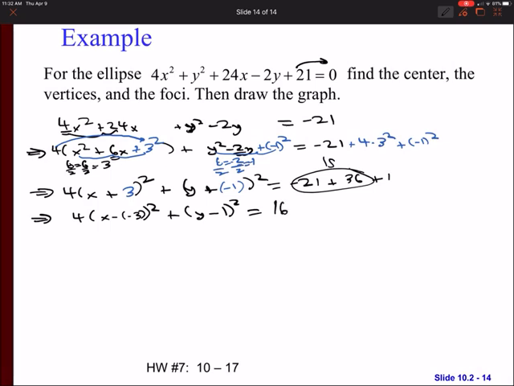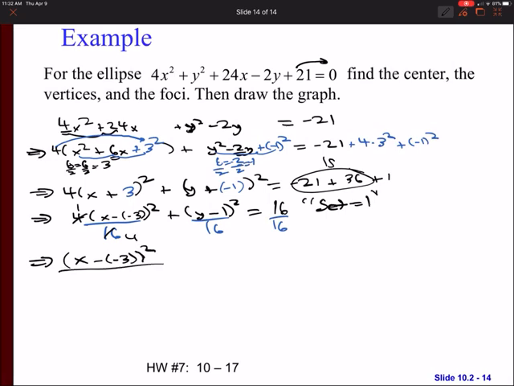And then we would have to set it equal to 1, right? That would be our next step. So as we do that, we would have to divide out the 16 on both sides to make it equal 1. And we'd be done. We'd have our work in front of us. We'd have our standard form. So we got x minus negative 3 squared, which means the x coordinate of the center is going to be negative 3, over 4, plus y minus 1 squared over 16 equal 1.